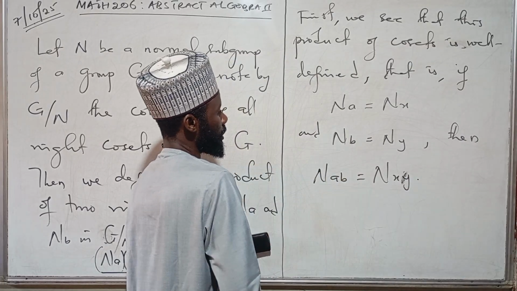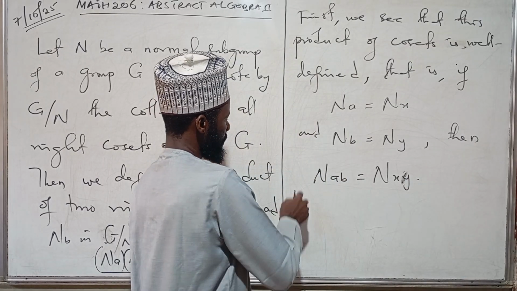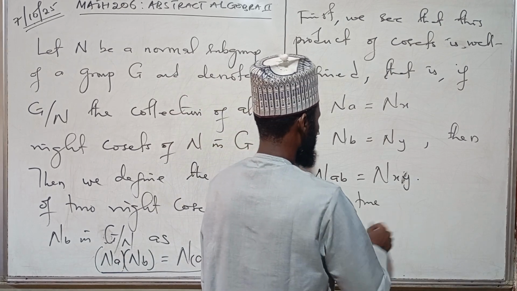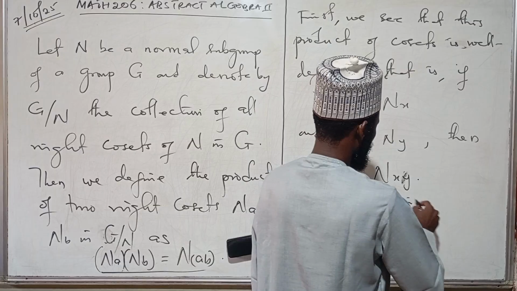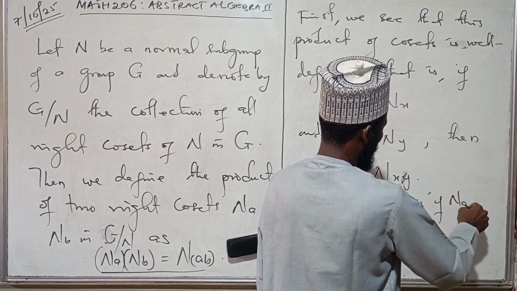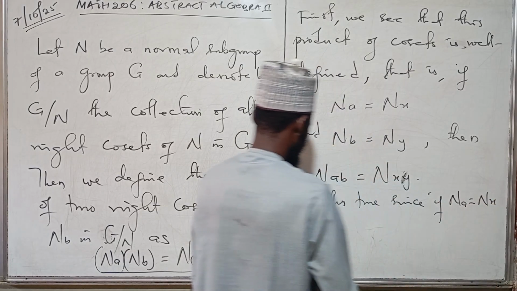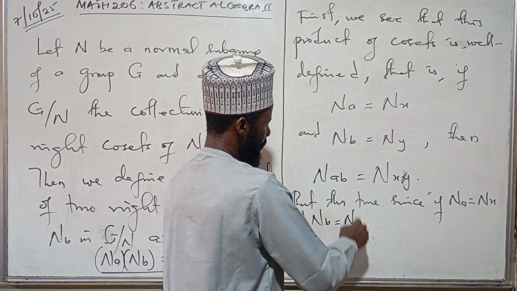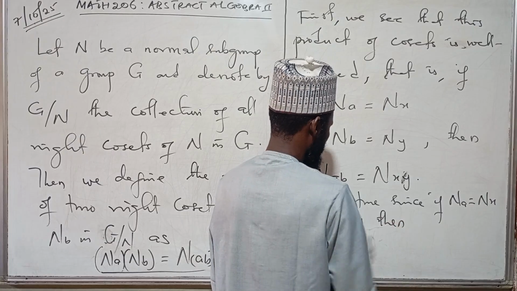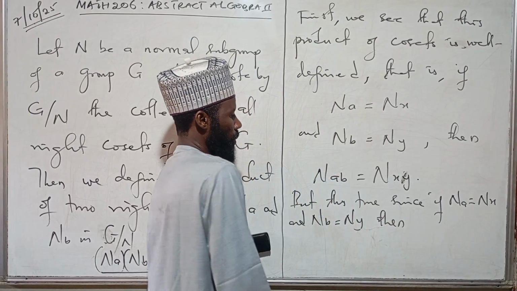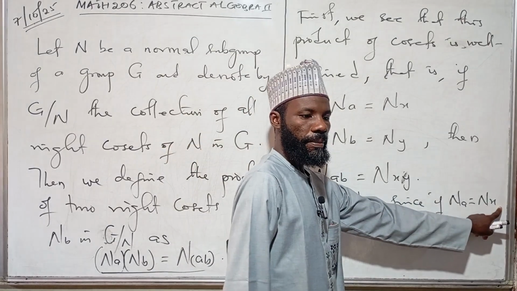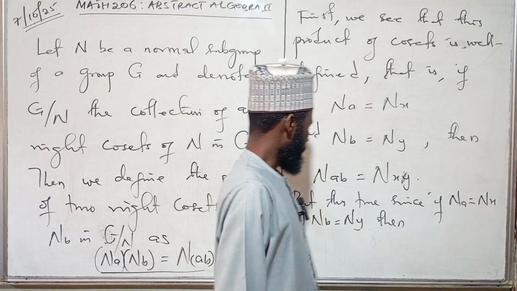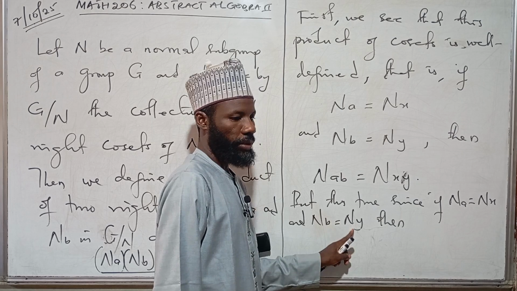So one can see that it is true. This is true since if Na equals Nx and Nb equals Ny, then I can cancel x from here, so that I have NaX inverse equal to N, and I can have NbY inverse equal to N.